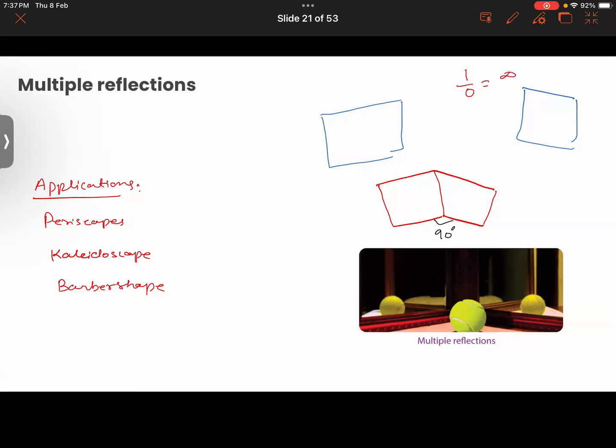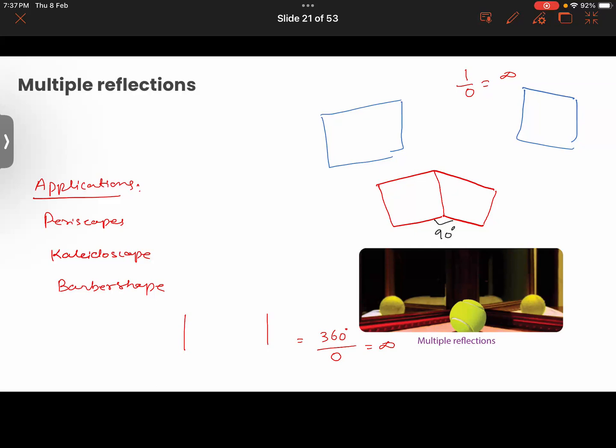So similarly, the formula required to find the number of images formed between two plane mirrors is 360 upon theta, the given angle, minus one. And here the given angle is 0. So something upon 0 means infinite, undefined. Getting it now?